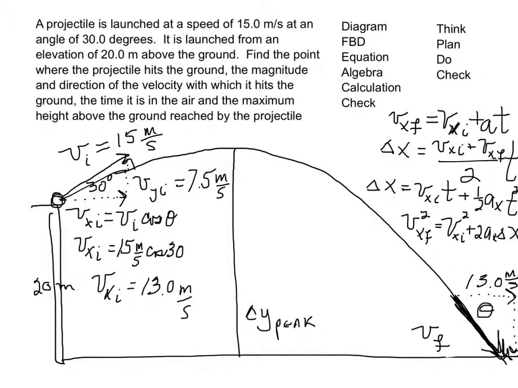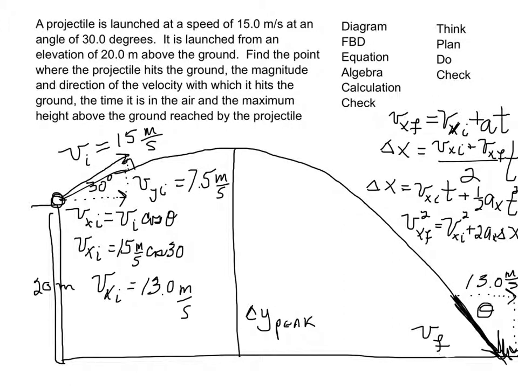Then, recognizing that Vx doesn't change because the motion in this direction is constant, I went right down here and filled in 13 meters per second. It's going to start and end at the same x velocity, 13 meters per second. So now I need to think about what to do next. So think about what you're going to do next. Come up with a plan for the next step. We have the components, and we need to find all these things.